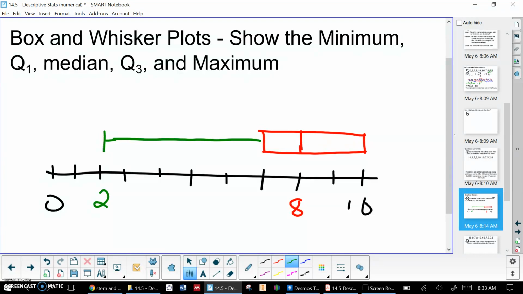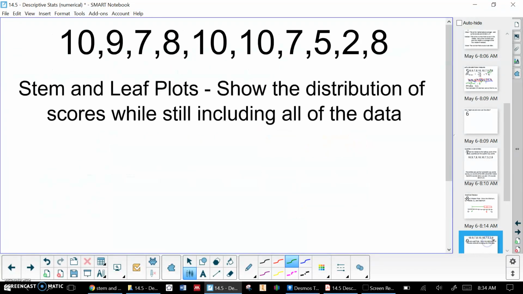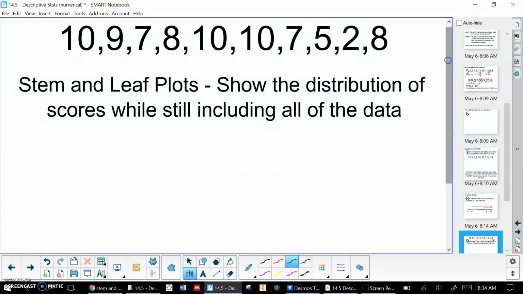But this is what we call a box and whisker plot. It shows our minimum, our first quartile, our median, our third quartile, which in this case happens to be our maximum as well. Then the final way of showing our data is what's called a stem and leaf plot. And again, I think this is something you've probably seen before, but good to review.